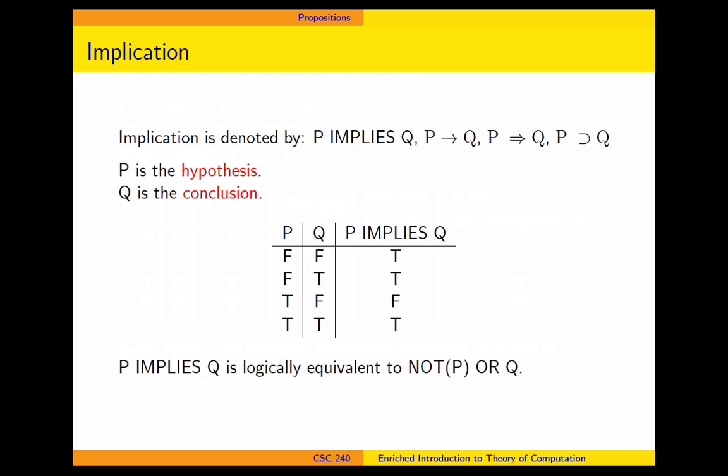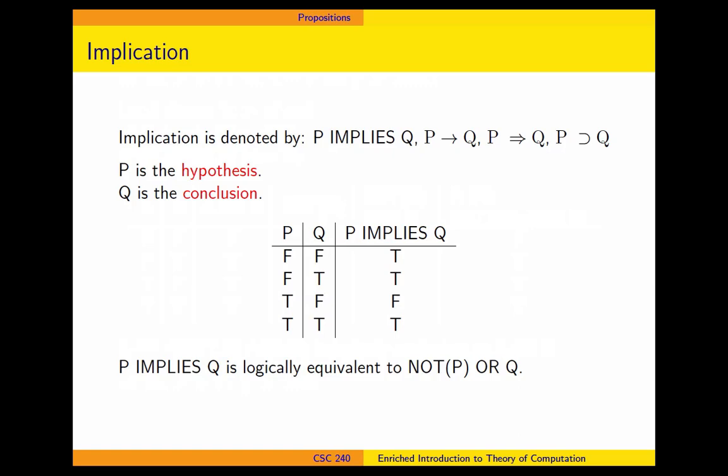For any two propositions P and Q, P implies Q means if P is true, then Q is true, as the last two rows of the truth table show. But what about when P is false? In this case, P implies Q doesn't say anything about whether Q is true. So no matter what value Q has, P implies Q is true.